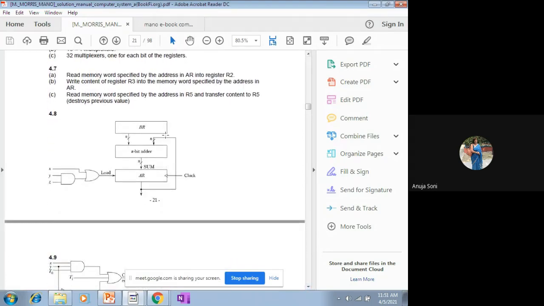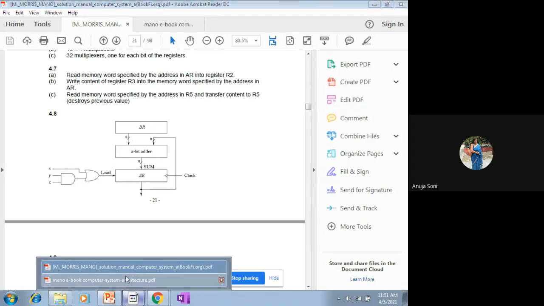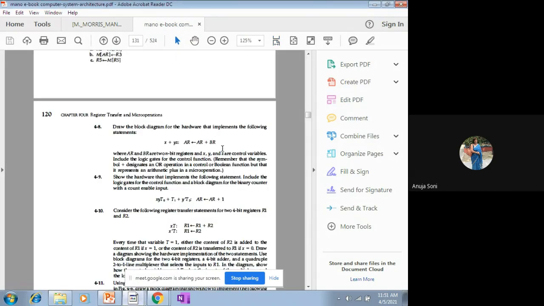Say on one side it is question 4.8. What are we going to talk about? We are going to talk about the addition of two numbers which are stored in two registers. Which registers? AR and BR. Again, one rectangular box you have to use for AR, another rectangular box for BR, and then you have to show the addition operator, and the contents will be transferred to AR.